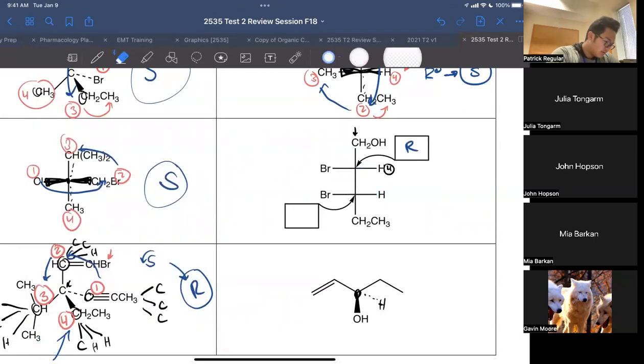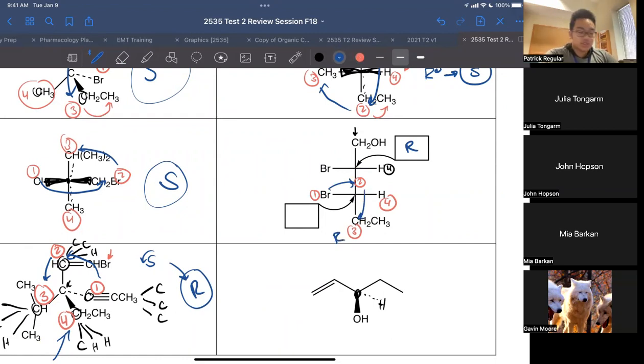Let's take it from the top. We have 1, 2, 3, 4. Yep. 1, 2, 3. That's going to be R. Hydrogen's on that wedge, so we have to change it to S.